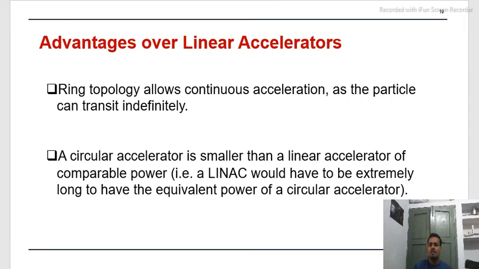Now we will discuss the advantages of circular accelerators. Circular accelerators have many advantages over linear accelerators, or you can say LINACs. The first one is that the ring topology allows continuous acceleration, as the particle can transit indefinitely. The second one is that a circular accelerator is smaller than a linear accelerator of comparable power. The second point is about size, or you can say compactness, of the accelerator. The circular accelerator is much smaller than a linear accelerator of the same power.